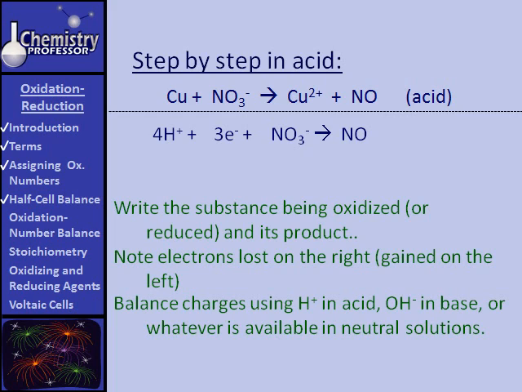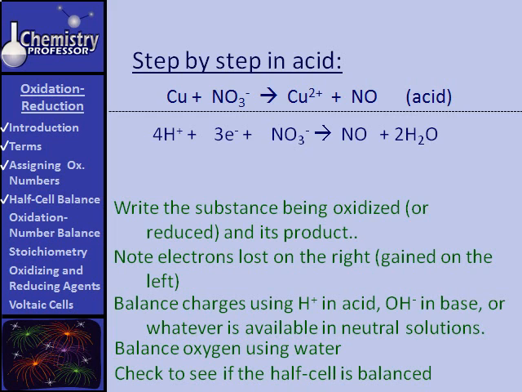But wait a minute. We're not balanced yet. We've got oxygens in here, and we've got hydrogens. What do we do here? You balance the oxygen using water. We have 3 oxygens on the left, 1 oxygen on the right. So that means 2 oxygens unaccounted for, so we need 2 water molecules. And oh look, the hydrogen's balanced. Now, check to see if the half cell is balanced. I'll pause here, or you can hit the pause button on your video or your computer and stop this and get these notes down.